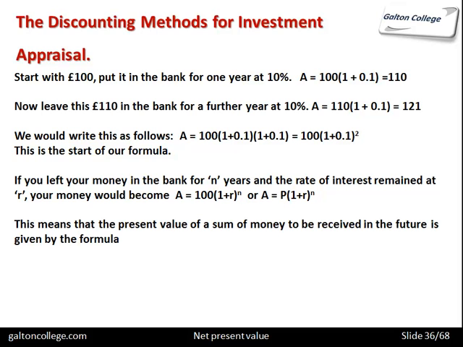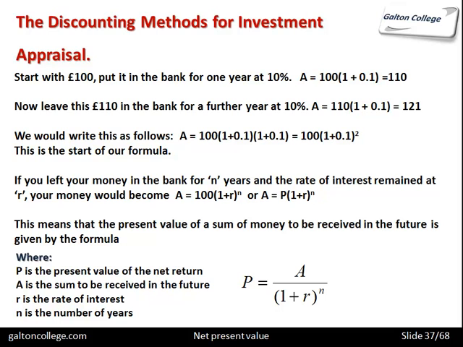This means that the present value of a sum of money to be received in the future is given by the formula P is equal to A divided by 1 plus R to the power of n. Where P is the present value of the net return, A is the sum received in the future, R is the rate of interest, n is the number of years. So it's based on this calculation.